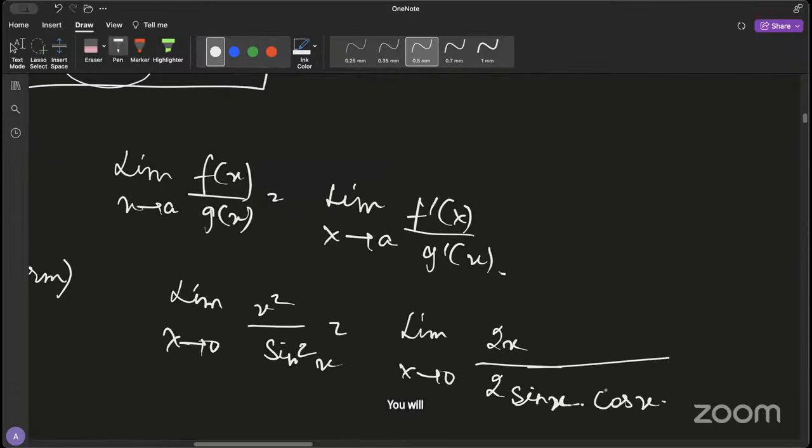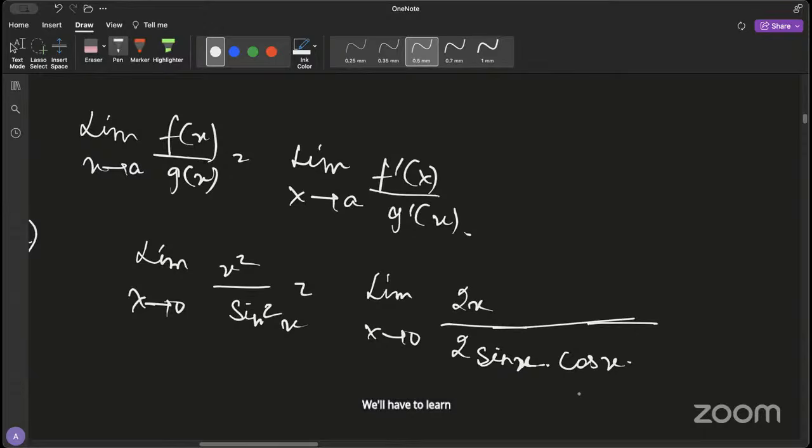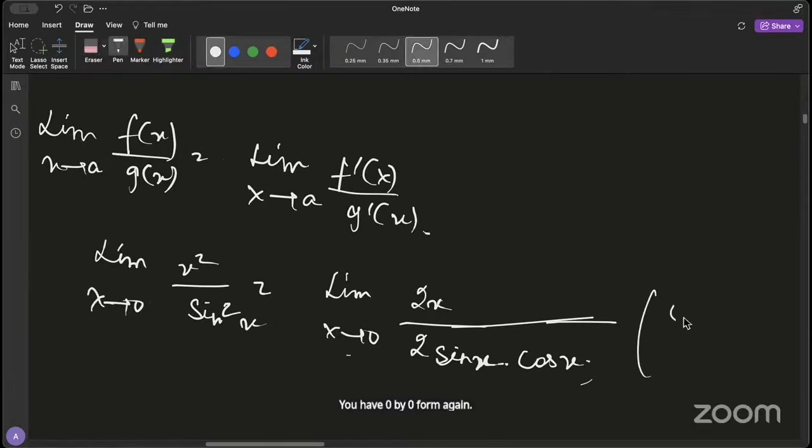You will see the derivatives in week 8, I guess. There's a topic for derivatives there. You'll have to learn the derivatives of basic functions there. And then you can apply L'Hopital's rule. So when x tends to 0, now where does this go? When x tends to 0, this goes to 0. And when x tends to 0, this denominator also goes to 0, right? That means you have 0 by 0 form again.